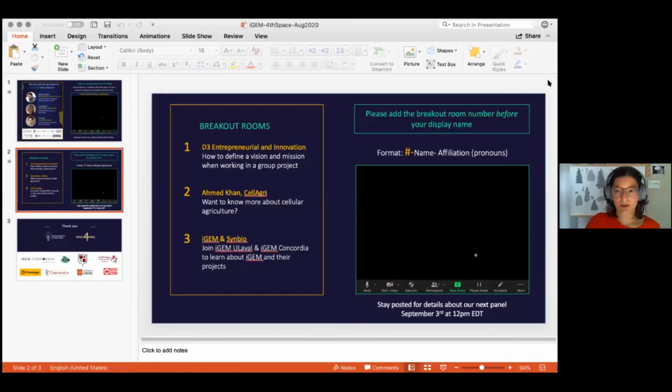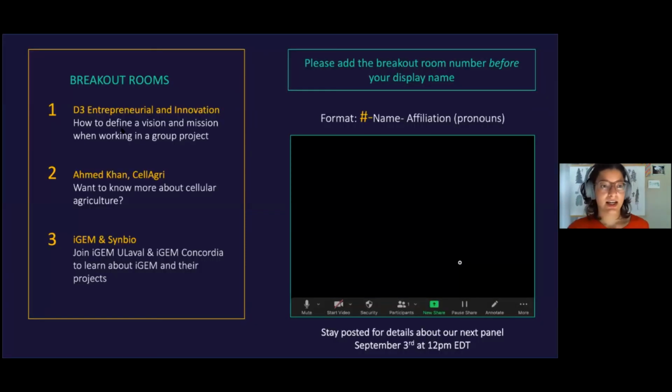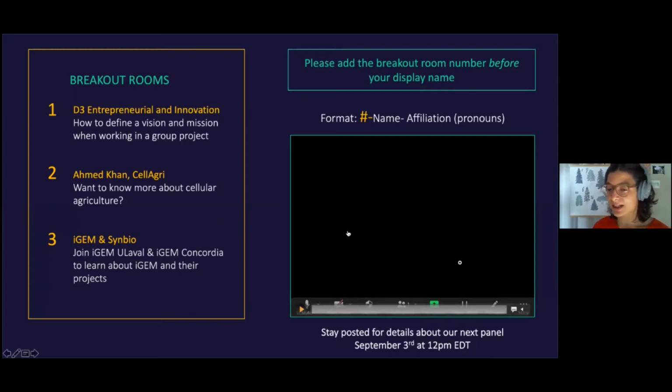We really are over time now. I will quickly give the word to D3, I believe, who want to give a little word, and then please move into the breakout room. Breakout room number 1 is where you can find D3, and you can join their session, and they will have a little workshop on vision and mission when you're working in a group project, or this could even be a startup. The second room will have Ahmed, and you can ask him any question about the cellular agriculture field there, and we can have a nice discussion. The third group will be the iGEM teams, and in general, you can get more info about synthetic biology there.